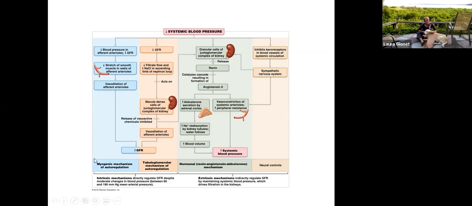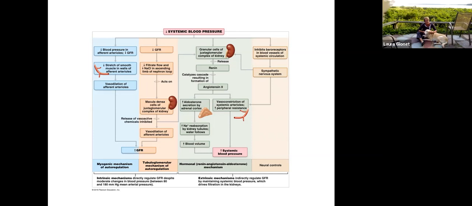Right. So the blue column and that first orangey column, we have the myogenic mechanism and the tubuloglomerular mechanism. It's a lot to say. All right, and then look below that. Those are the two components of intrinsic mechanisms. Intrinsic mechanisms directly regulate GFR despite moderate changes in blood pressure between 80 to 180 millimeters of mercury of arterial pressure. So what it's saying is that its goal is just to maintain a normal, homeostatic GFR despite small changes in blood pressure.